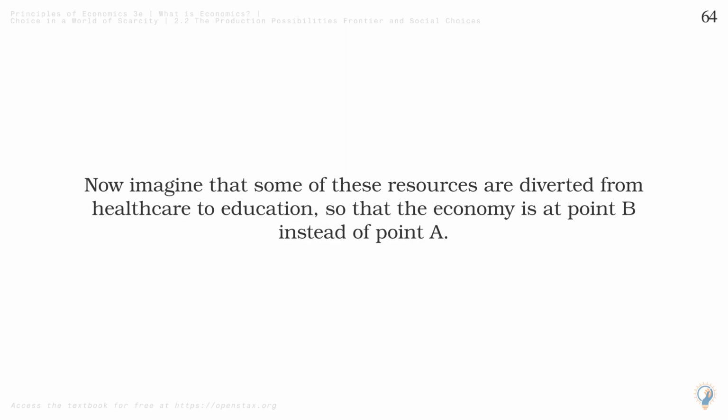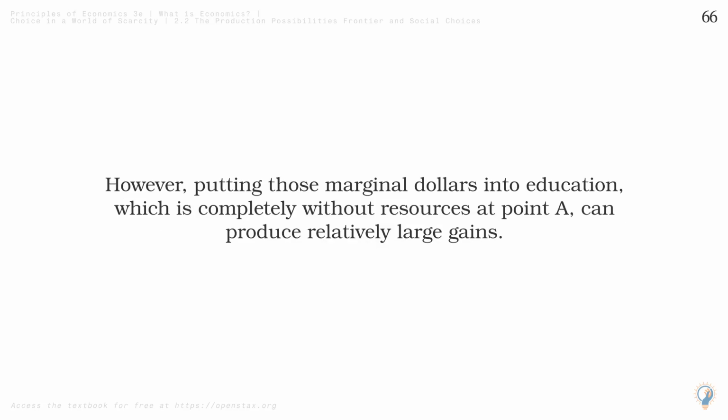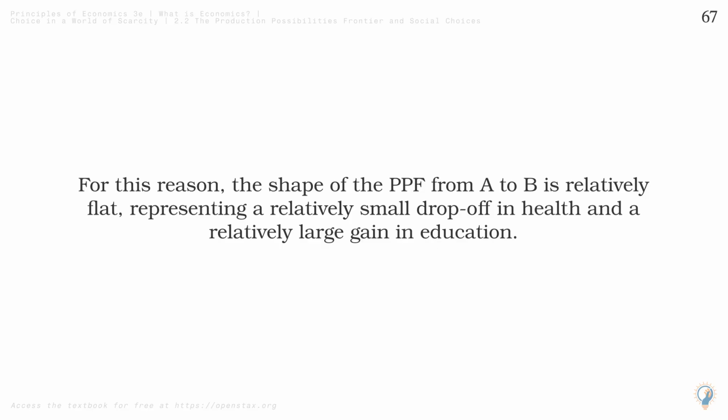Now imagine that some of these resources are diverted from healthcare to education, so that the economy is at point B instead of point A. Diverting some resources away from A to B causes relatively little reduction in health because the last few marginal dollars going into healthcare services are not producing much additional gain in health. However, putting those marginal dollars into education, which is completely without resources at point A, can produce relatively large gains. For this reason, the shape of the PPF from A to B is relatively flat, representing a relatively small drop-off in health and a relatively large gain in education.